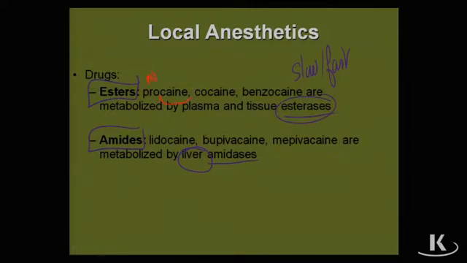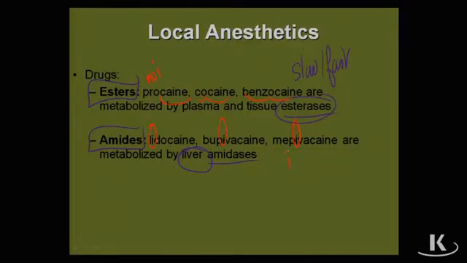No I: procaine, cocaine, benzocaine. Whereas amides always have an I before the cane: lidocaine, bupivacaine, mepivacaine. If you see an I before the cane, you're dealing with an amide, you worry about liver function. If you don't see any I before the cane, you simply have to worry about slow or fast metabolizers.